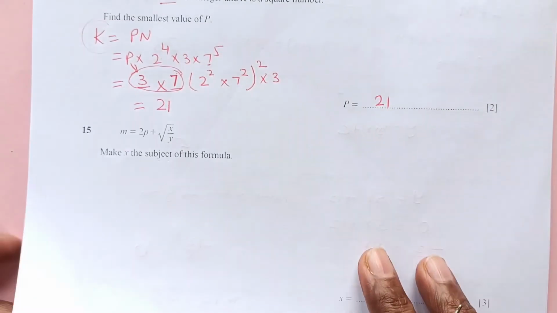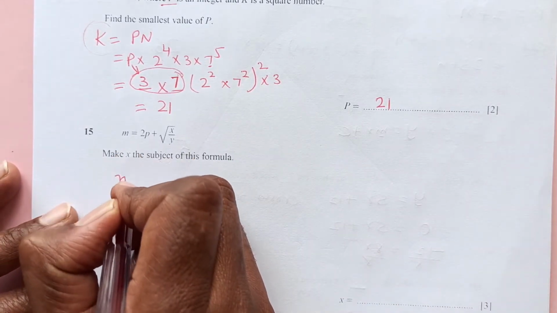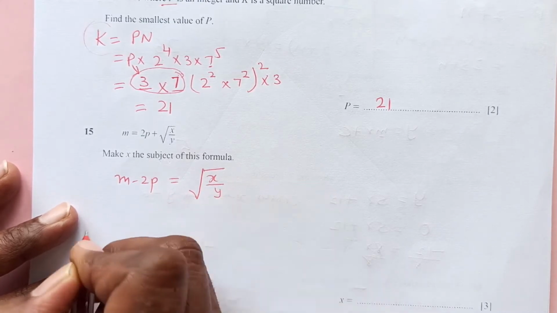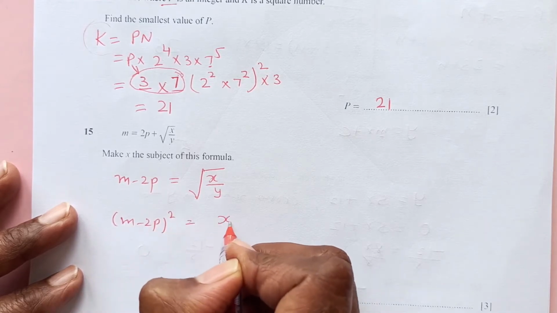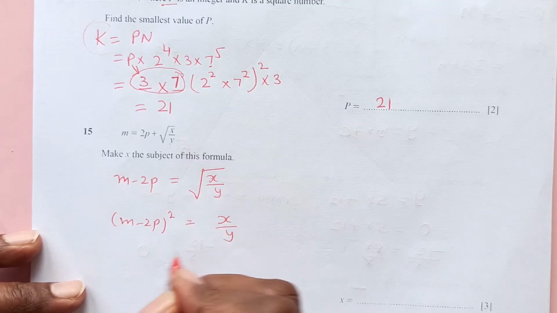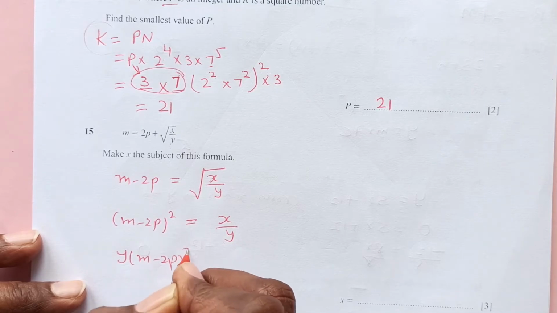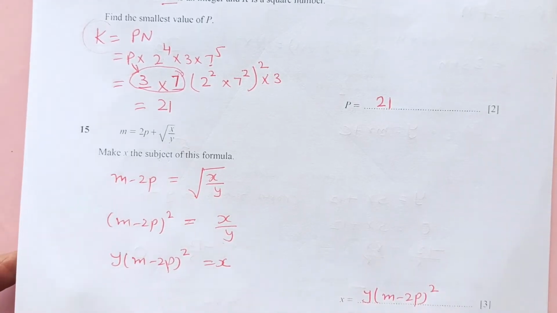Okay, now number 15, make x the subject of this formula. So m minus 2p equals square root of x over y. Now squaring both sides, (m minus 2p) squared will be equal to x over y. This square root will go. We are making x the subject, so shift y to the other side, y times (m minus 2p) squared equals x, right? So x is going to be y into (m minus 2p) whole square.